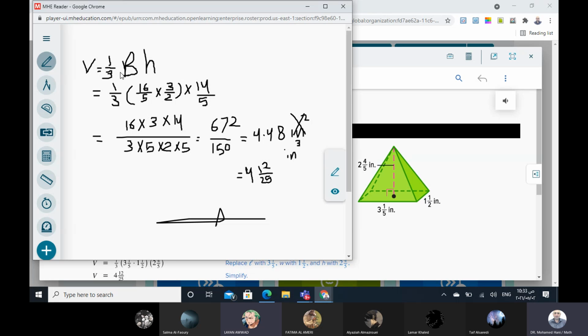Yes, because the pyramid will be 1/3 of the prism. If you draw here the second base, you will get what? You will get the rectangular prism. So the pyramid will be 1/3 from what? From the rectangular prism. So we use 1/3 in the formula. Okay.